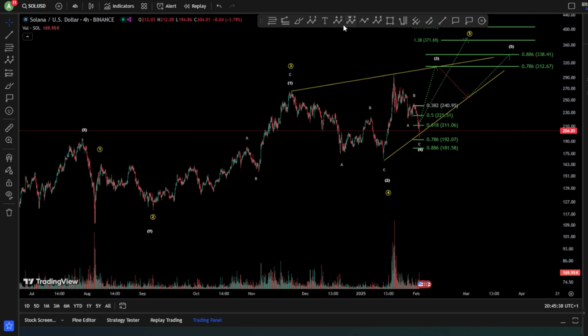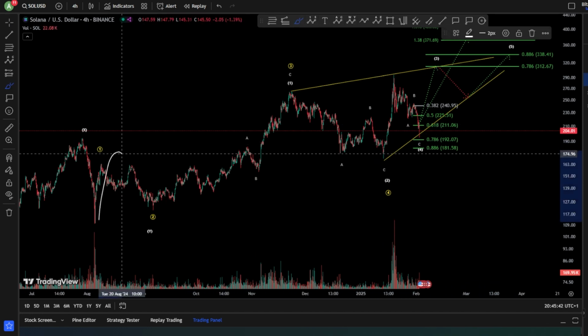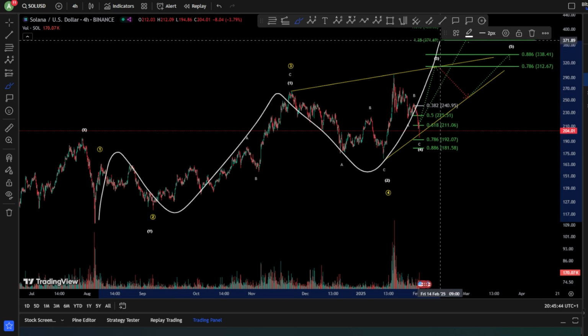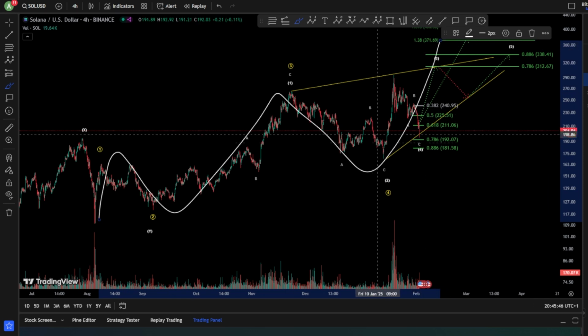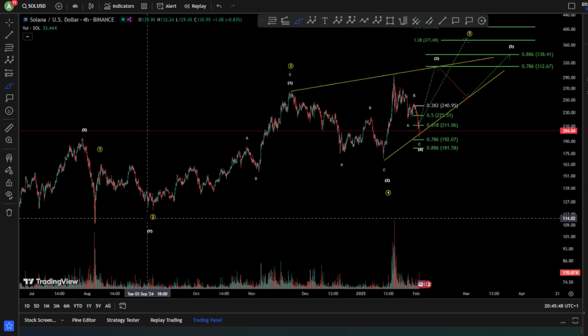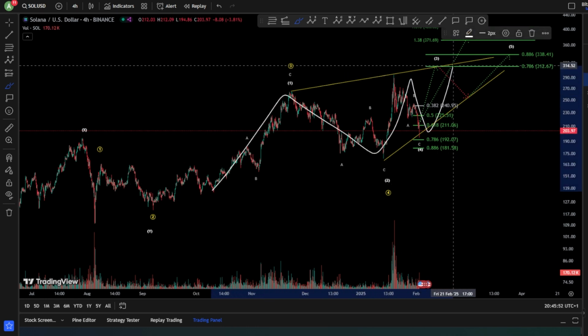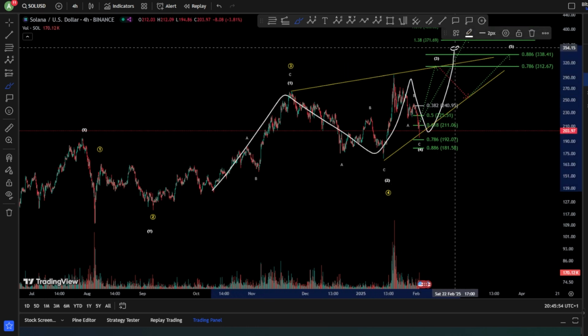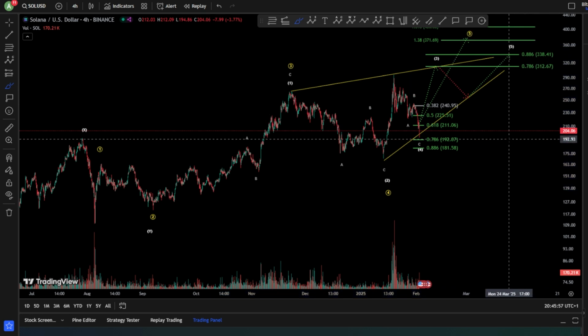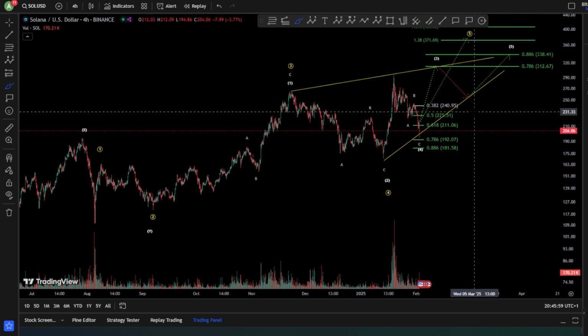In both case scenarios, if we are in an expanding or contracting diagonal. Expanding, very high, wave 5 to finish, or in a contracting diagonal, which is this one, 1, 2, 3, 4, and a 5. Your wave 5 can reach also very high, over $340. That was it for Solana.